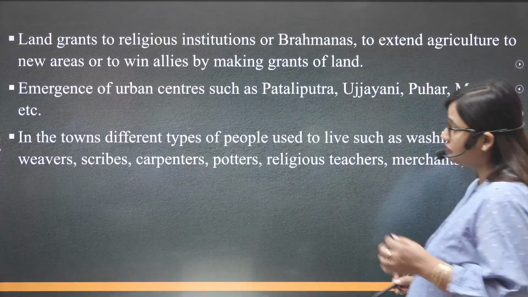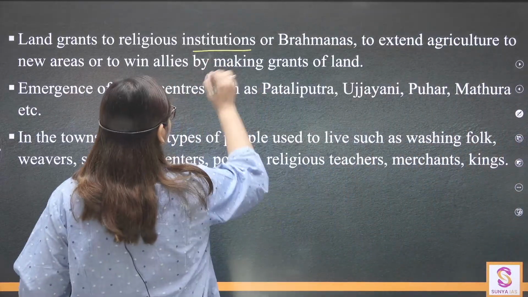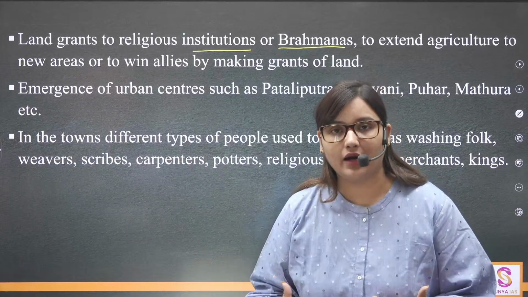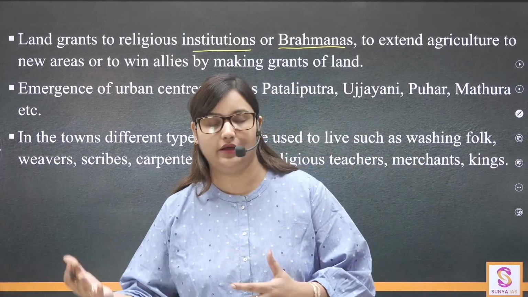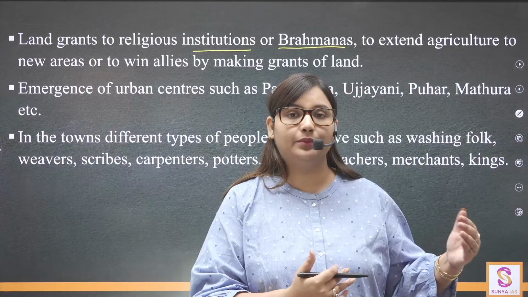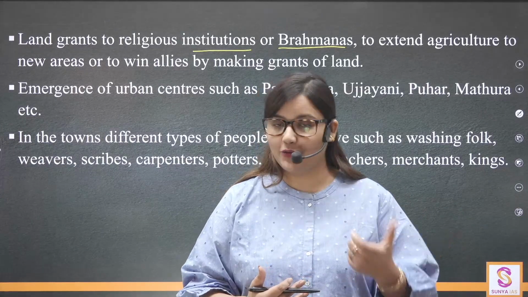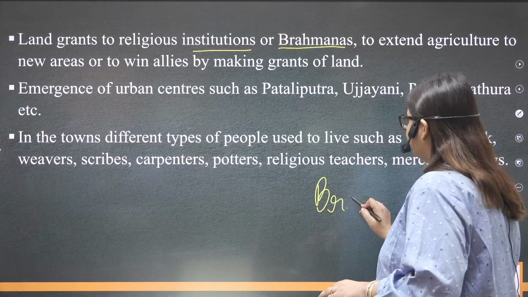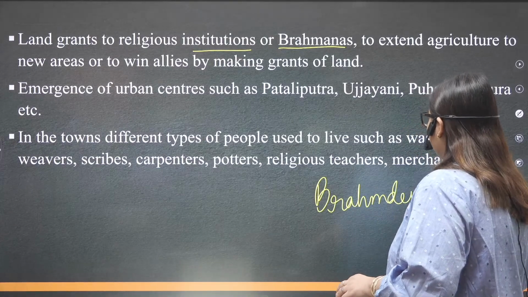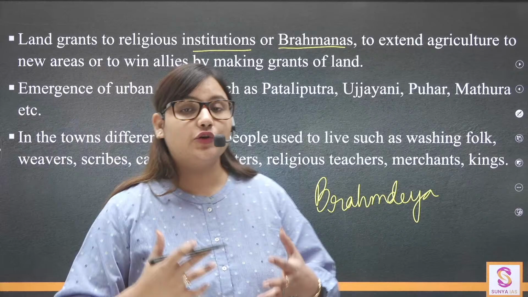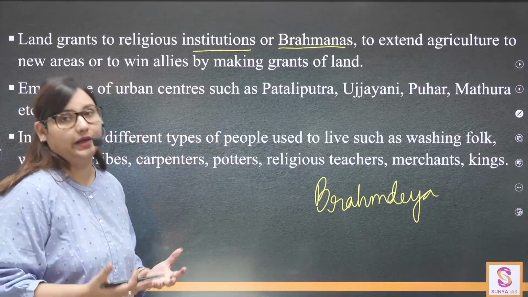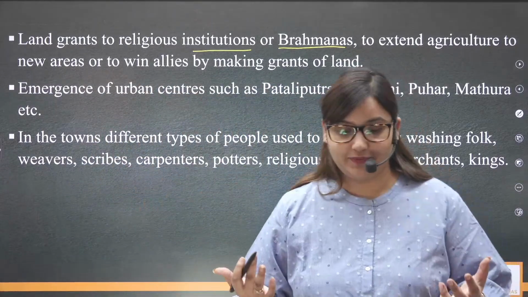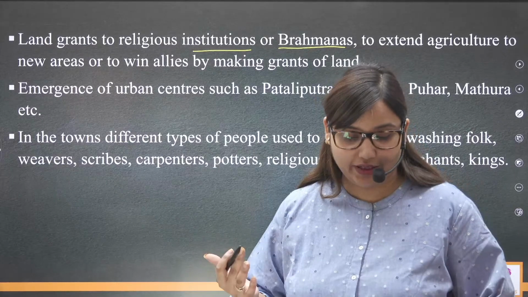Okay, now land grants to religious institutions or Brahmins were given. So when you give a land grant to a Brahman, that will be known as Brahmadeya, and if you give a land grant to a temple, then that will be known as what? Do you know the term? Tell me in the comment section if you know this. Brahmadeya or Brahmadan, where you give a land grant to a Brahman. But if you give a land grant to a temple, then that will be known as what? If you know, tell me in the comment box. Let's see who can tell me.